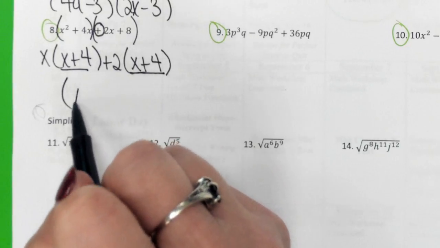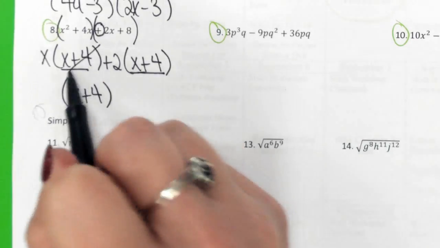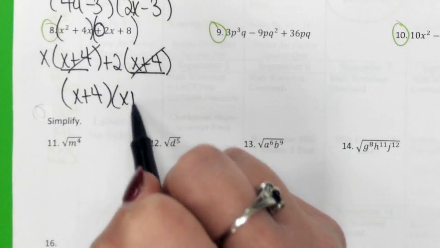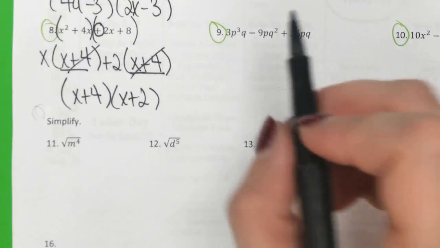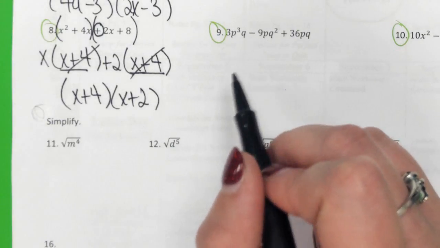Alright, take out the x plus 4. What do I have left? X plus 2. There you go. Alright, look at number 9. How many terms does number 9 have? 3. So if I have 2 or 3 terms, what do we do?